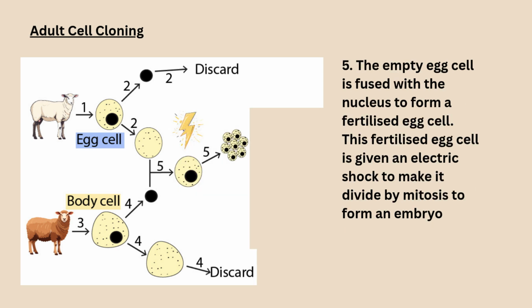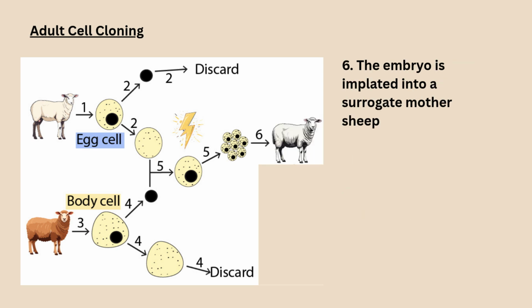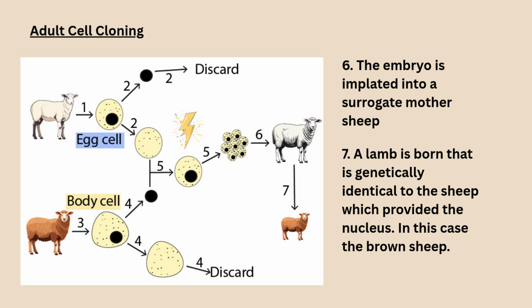The empty egg cell is fused with the nucleus to form a fertilized egg cell. This fertilized egg cell is given an electric shock to make it divide by mitosis to form an embryo, which is a ball of cells. The embryo is implanted into a surrogate mother sheep. A lamb is born that is genetically identical to the sheep which provided the nucleus, in this case the brown sheep.